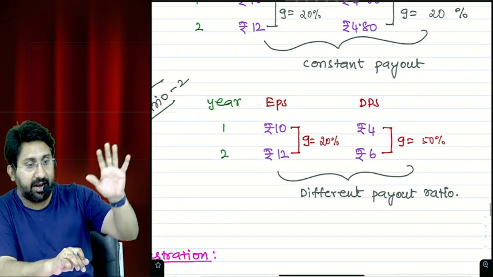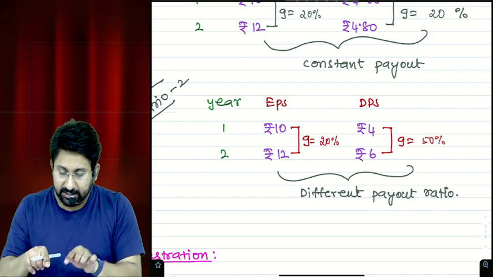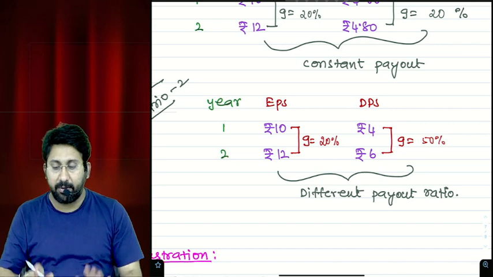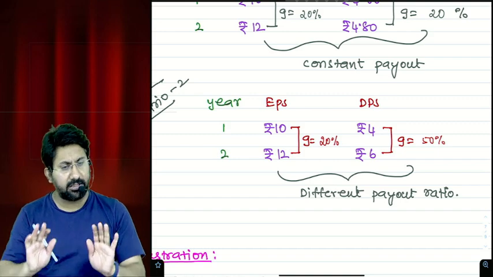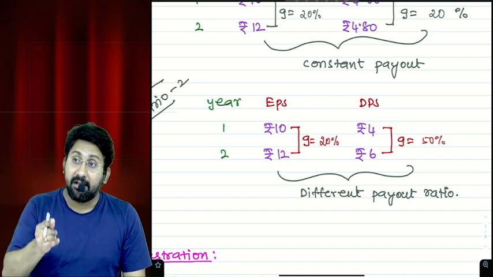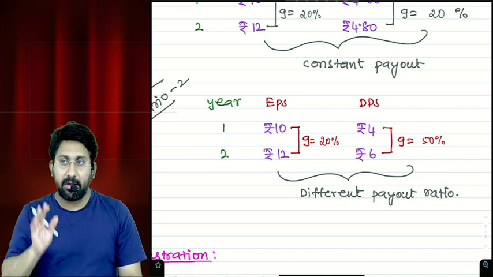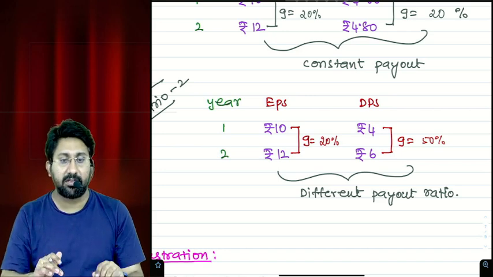Now a question will arise. What question will arise? Sir, the company follows a different payout ratio, well and good. If a different payout ratio is followed, G in EPS and G in DPS are not the same. Logic understood. However, when a question is given in the exam, what will G be? Is it a growth in EPS or a growth in DPS? That we need to understand.